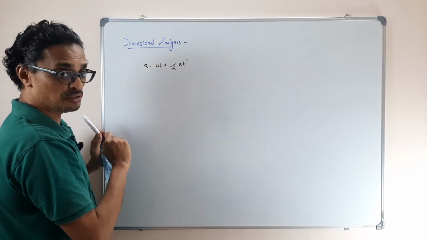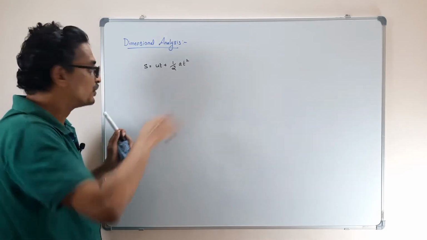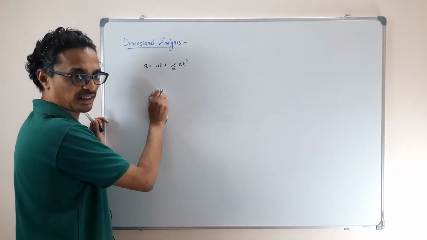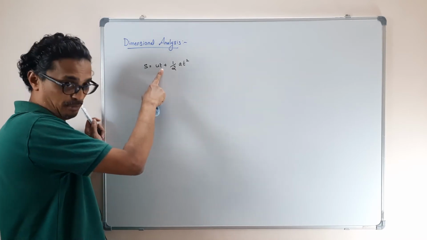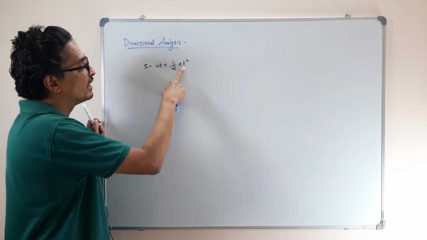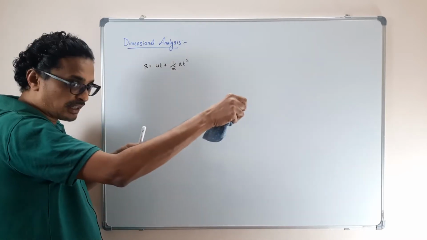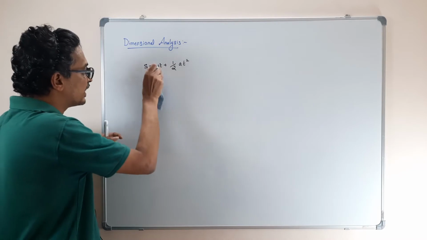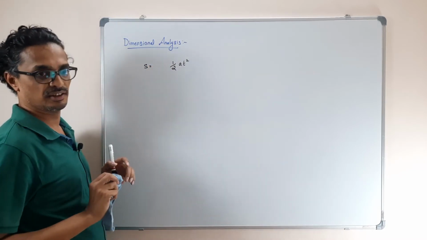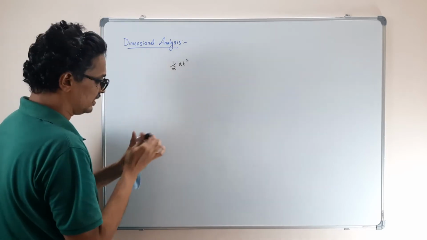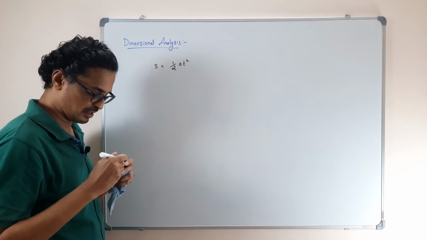So in our case, what happened? Since I am dropping it, the initial velocity is 0. So this will be simply half at square, correct? u is 0, right? Because u is the initial velocity, t is the time taken, a is acceleration, and s is the distance. Since I am dropping it, there is no initial velocity, so u is equal to 0. I can easily remove this term. So then the distance traveled, s is equal to half at square.